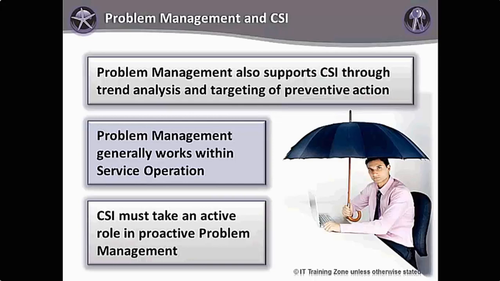Problem management activities are generally conducted within the scope of service operation on live services. Continual service improvement must take an active role in the proactive aspects of problem management to identify and recommend changes that will result in service improvements.